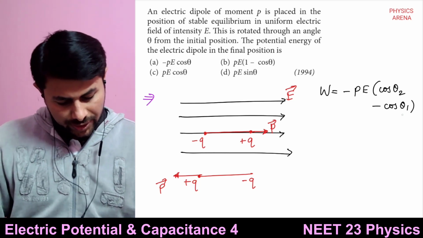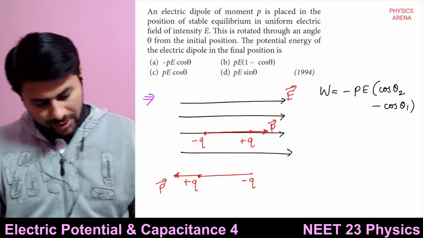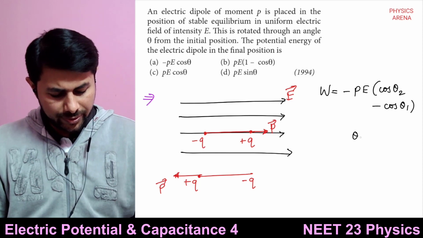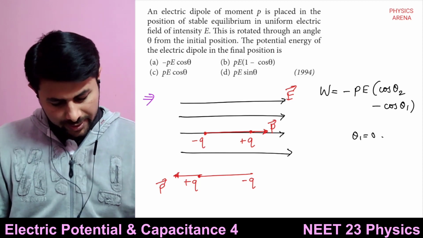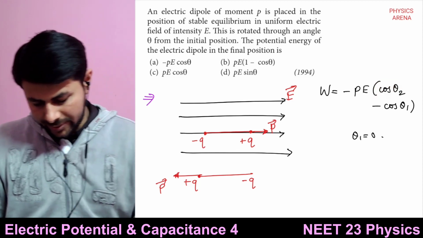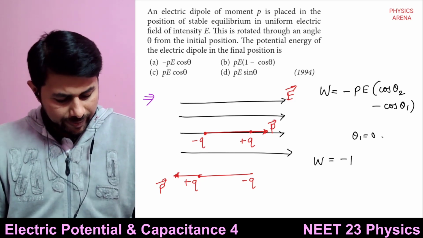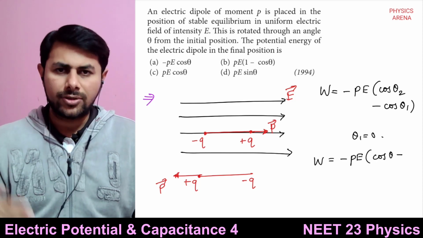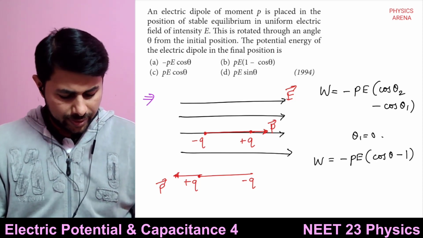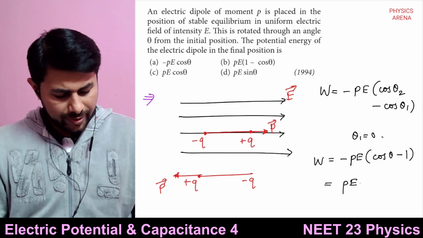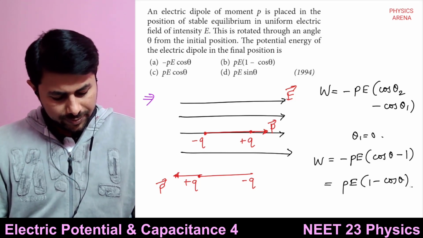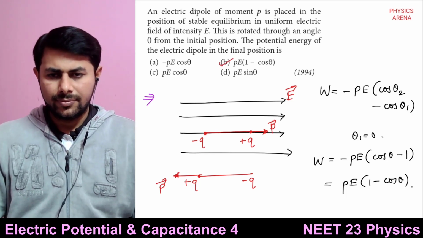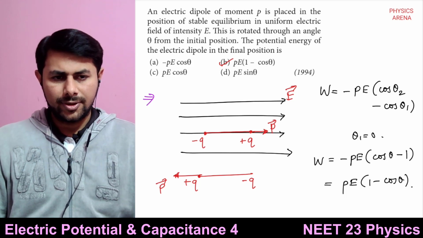So initially it is along the electric field. That means theta 1 is equal to 0 and theta 2 is equal to theta. So work done is equal to what? Minus PE multiplied by cos theta minus cos theta 1, which is 1. Or you can say it is PE times 1 minus cos theta. So option B is the answer. Right? Yes, no?